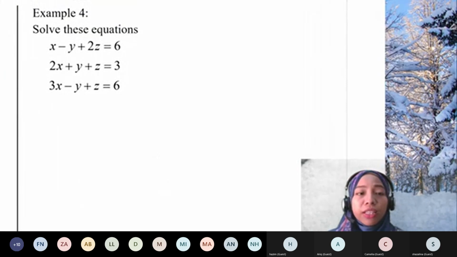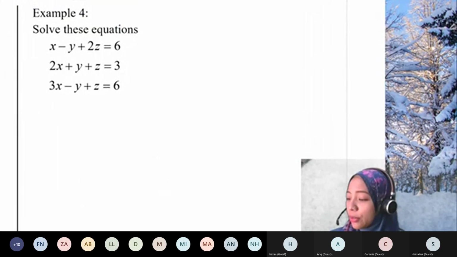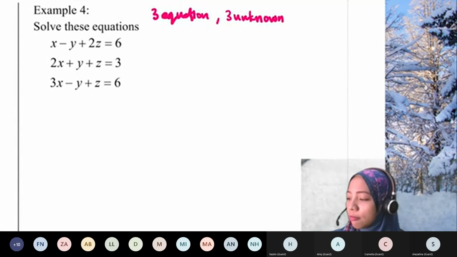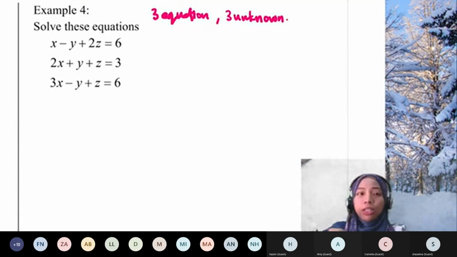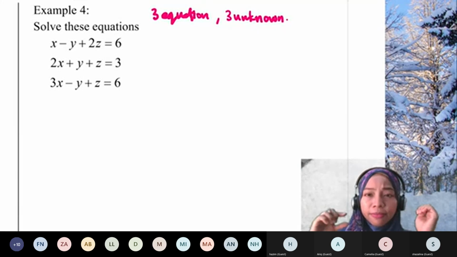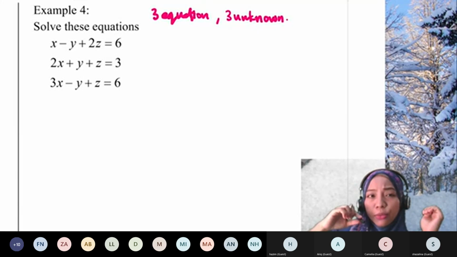So how are you going to solve this? When you are given 3 equations, 3 unknowns, you can write down there, 3 equations, 3 unknowns. So basically the first step, what you do is you identify which unknown you can eliminate. Now I ask you, which unknown can you eliminate?